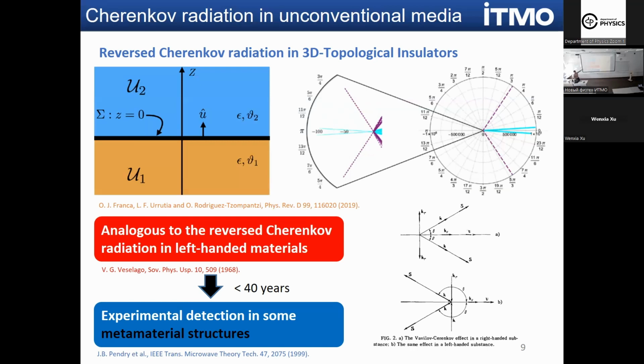Okay, so this phenomenon is analogous to the reverse Cherenkov radiation that happens in left-handed materials and was studied by this guy, Veselago, in the 60s, and finally got an experimental detection of this effect 40 years later. The first metamaterial structures were studied, and in metamaterials one can have materials with a negative index of refraction.